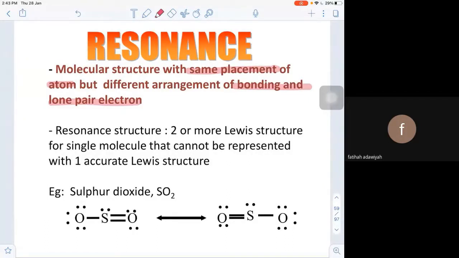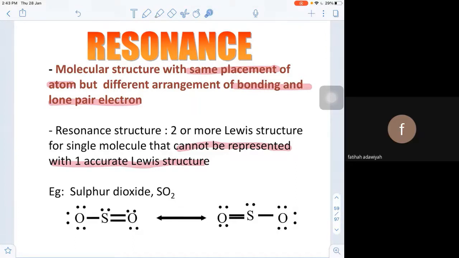We have one molecule, one molecular formula, and when we draw its structure, it has more than one possible structure, in which that molecule cannot be represented by only one accurate Lewis structure. When we say that a molecule has resonance, we have to show both possible structures. An example given here is the sulfur dioxide molecule.